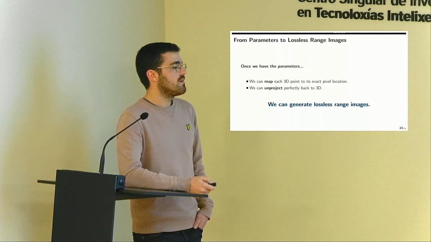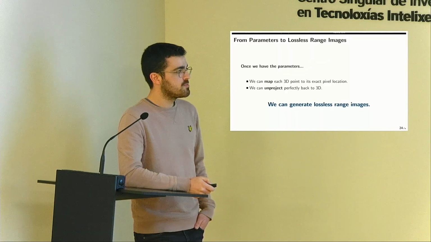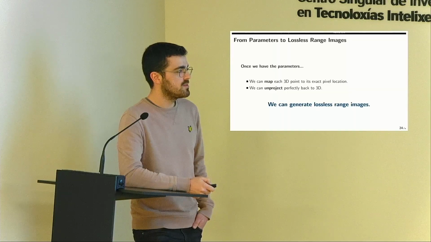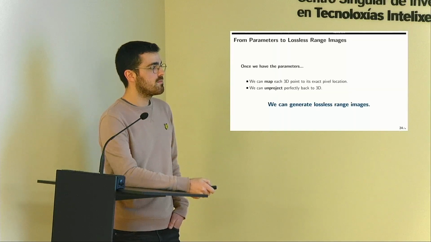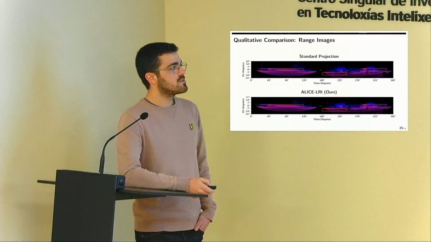And once we have the parameters, as I said before, we can match each point to its exact pixel location, and we can project perfectly back to 3D, so we can generate these lossless range images. And we'll see some examples now.